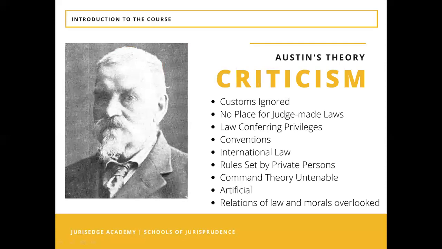Another criticism that is made against Austin's theory is about the rules set by private persons, like a political inferior making rules for another political inferior. I have told you regarding a master making some set of principles for his servant or his contractor. That set of rules or regulations cannot come under Austin's theory or Austin's law properly so called.